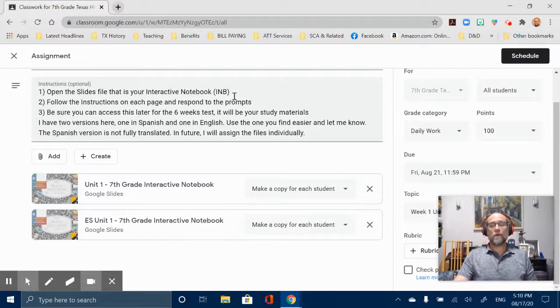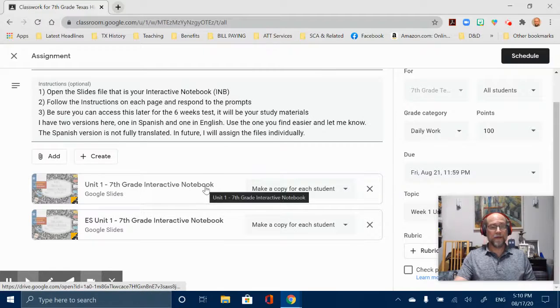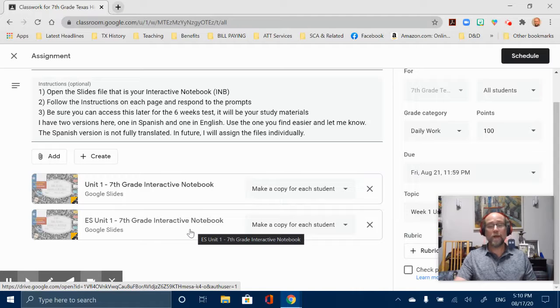It is your interactive notebook. This is where you're going to take your notes and have your stuff to study for your 6 weeks tests, okay? I have two versions here. One is in English, the other has lots of Spanish translation in it for those of you who need it. When you're done with this, you might want to let me know which one was easier for you to use. If you take a look at both of them, I will be glad to continue to assign these individually to you instead of having both of them here.